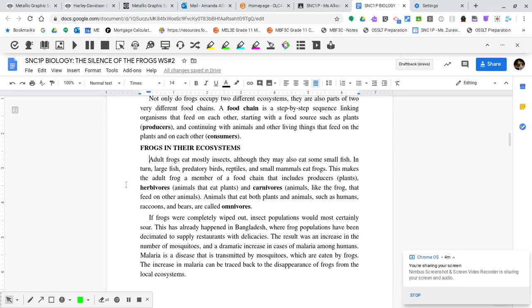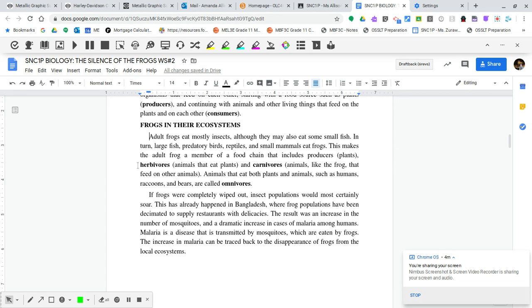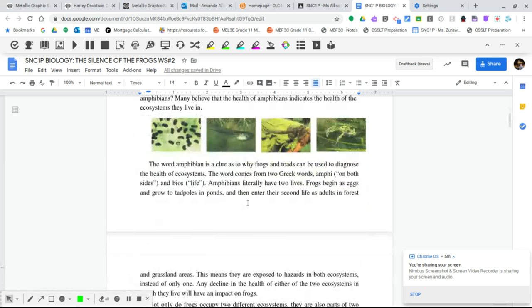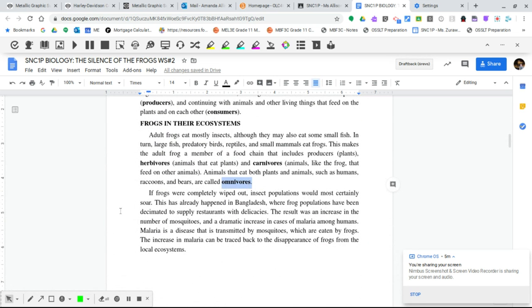So other terms that you need to become familiar with are herbivores. So what's a herbivore? A herbivore is something that eats a plant. A carnivore is something that eats an animal. And then we've got omnivores, eat both. So they eat plants and animals. So all of those things are terms for our biology unit that are important for you to know.